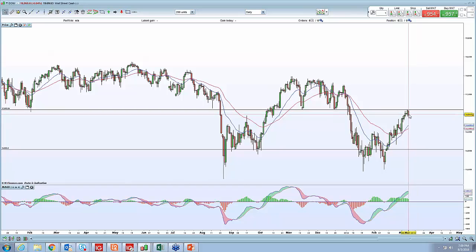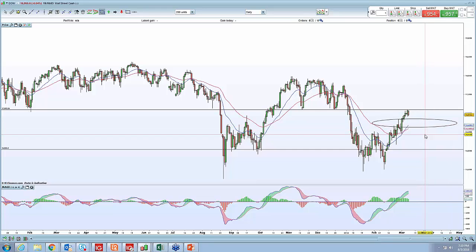Look at whether we are able to break past this 17,000 level, because if we are not, I'm more inclined to think that we might come down to this support level somewhere here, around the 16,005, 16,008 area.